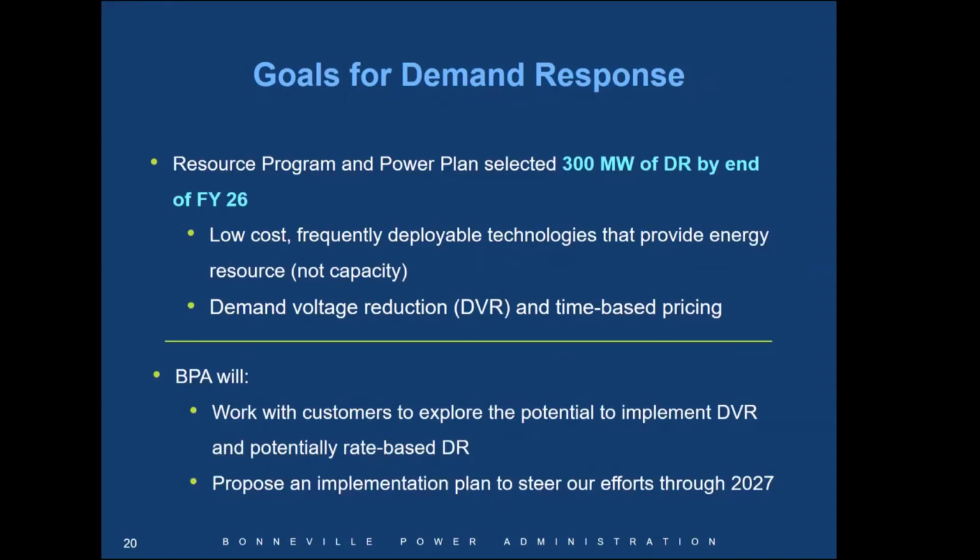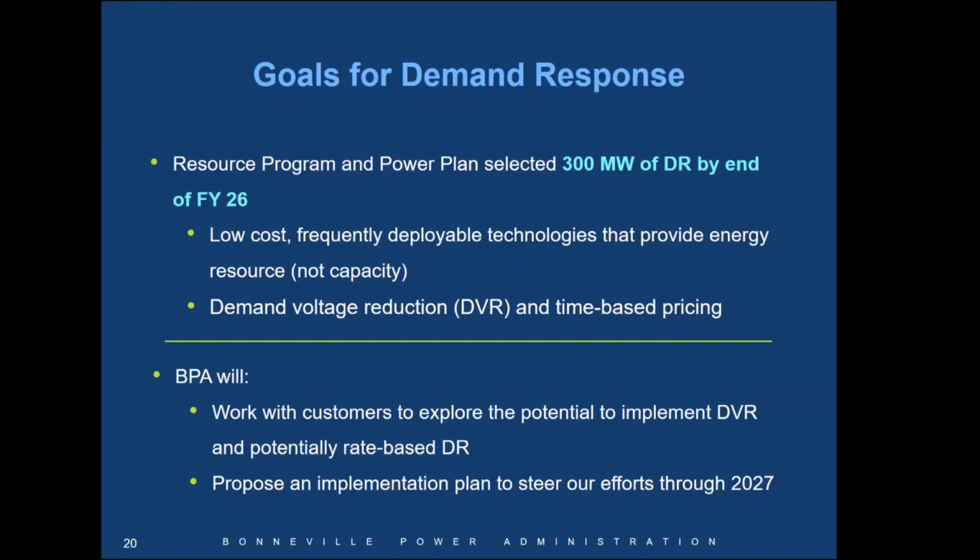And this is notable because the products that were selected here were low-cost, frequently deployable technologies that provide energy benefits, energy resource, not capacity, which is traditionally the way we think about demand response. So namely, these are demand voltage reduction, a cousin of conservation voltage reduction, looking at the peak times, and time-based pricing products like time of use rates or critical peak pricing. So that's a little bit of a difference in the application of DR, using the same technologies, but for a slightly different purpose.